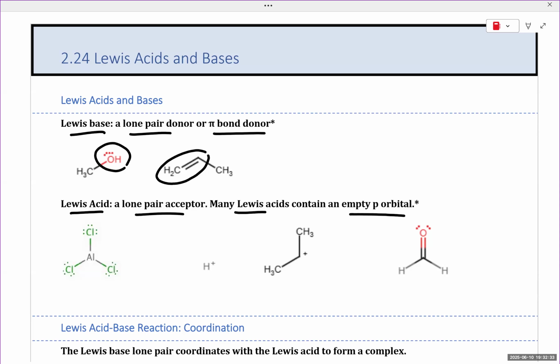Many Lewis acids have an available empty p orbital. An example of this is aluminum trichloride, a carbocation. H plus is also a Lewis acid, and carbonyls and other groups containing pi bonds where you're attached to an electron withdrawing group can also be considered Lewis acidic in some cases.